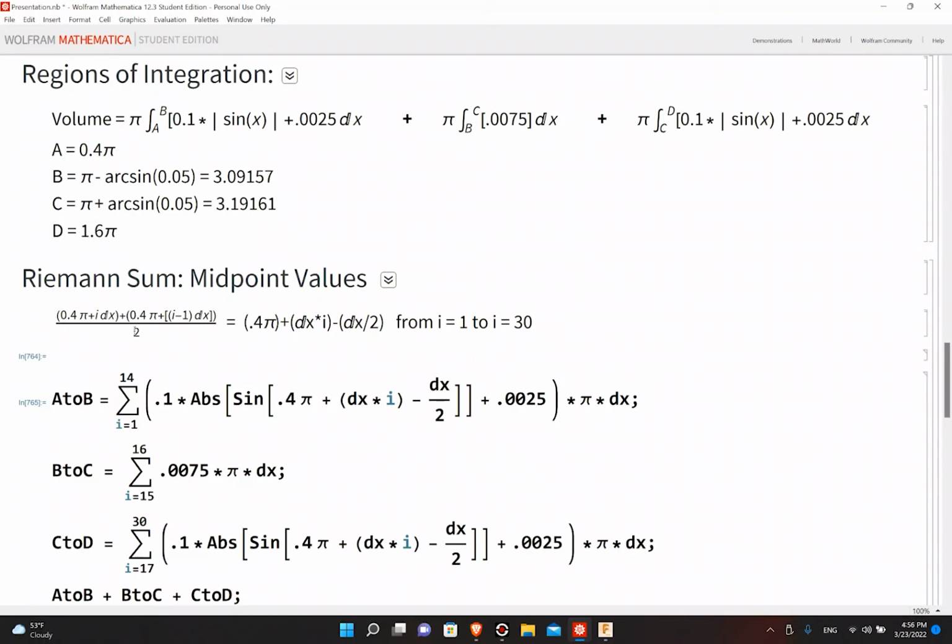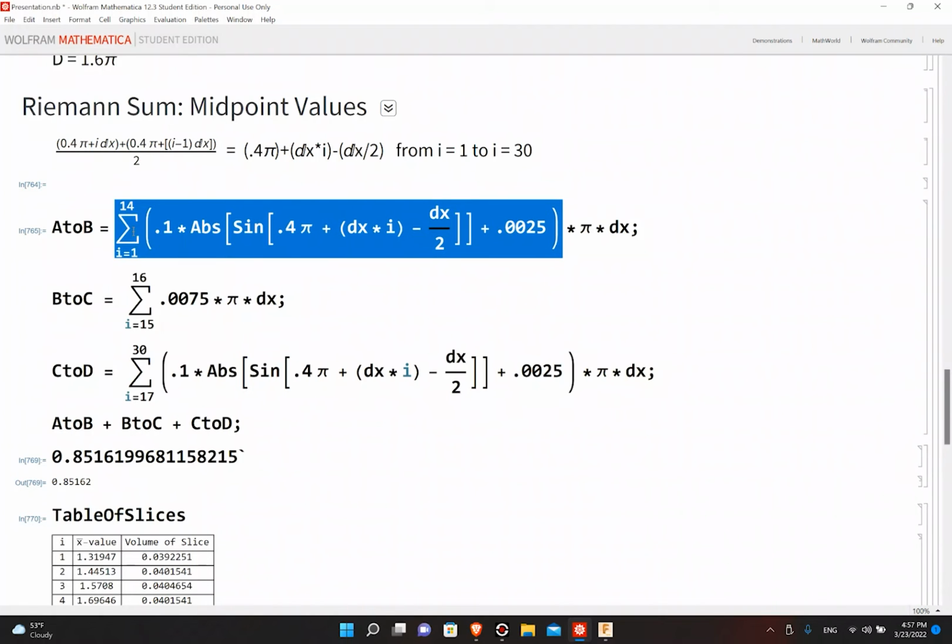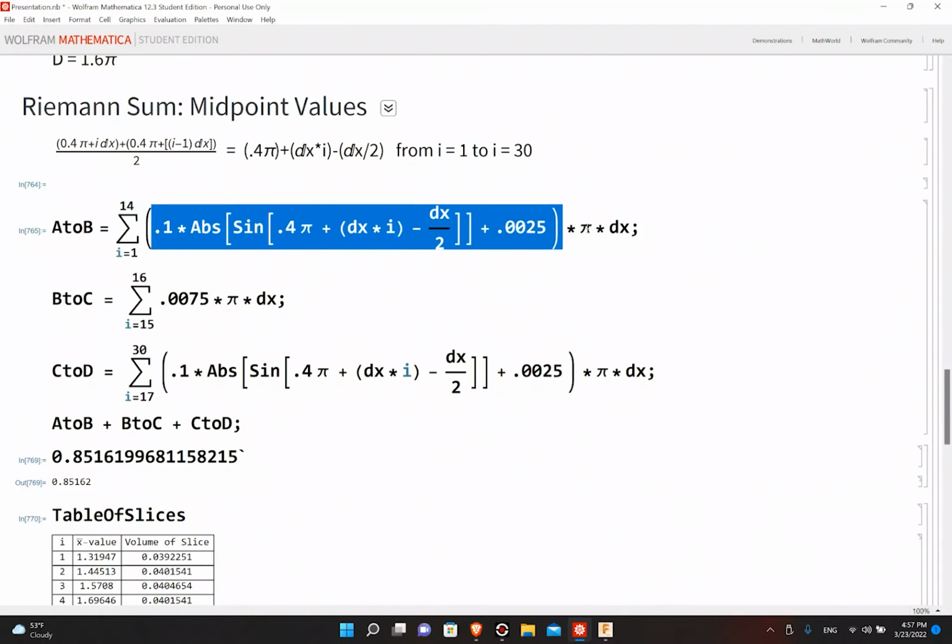And divide all that by 2 will give you the average of those, which can be reduced down to 0.4 pi plus delta xi minus delta x over 2 from i equals 1 to 30. So here are those three Riemann sums. 1 to 14 is A to B, which is 0.1 times the absolute value of sine times that average value equation plus 0.0025. And all of this gives you the radius squared. That times pi gives you the area, and all that times delta x gives you the volume.